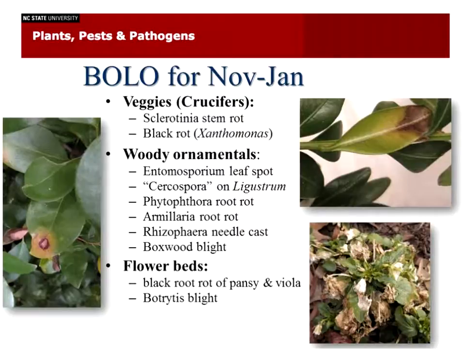On woody ornamentals, Entomosporium leaf spot on Indian hawthorn will still be visible. As other plants lose their leaves, we'll start to notice those humble evergreens that we don't pay much attention to otherwise, so you may see some, I'll just lump it under Cercospora leaf spot on the privets. You can see the photograph on the left here.